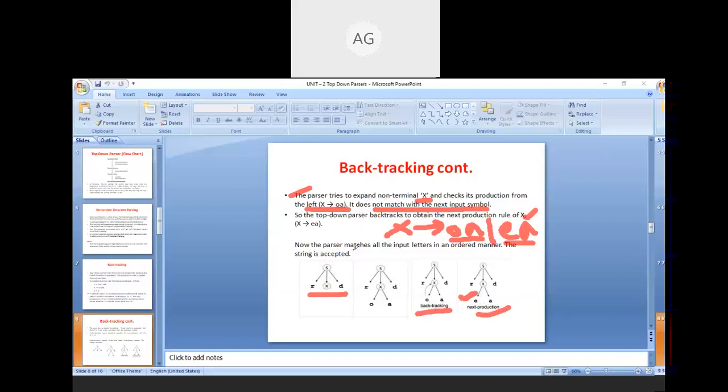Now the parser matches all the input letters in an ordered manner. So the string is accepted. That's how the string is accepted by using this backtracking method.